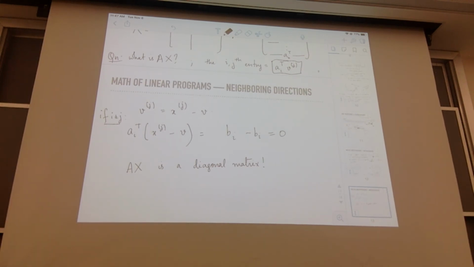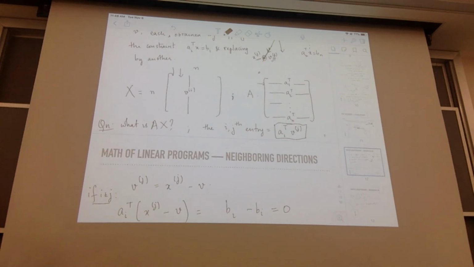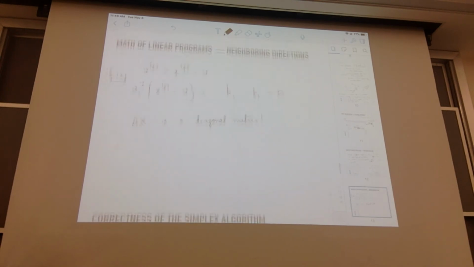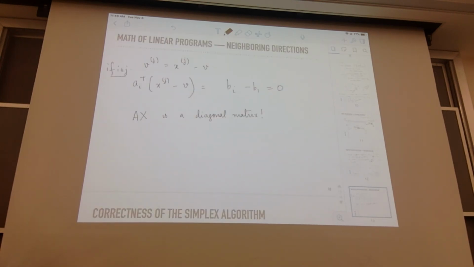Does it also tell you about the cost? The c is not involved in the definition of this matrix. If you multiply this with the diagonal of c or something, then yes, otherwise no. So this is a diagonal matrix, and now the point is that I could always scale the direction, so you can think of AX as just the identity.